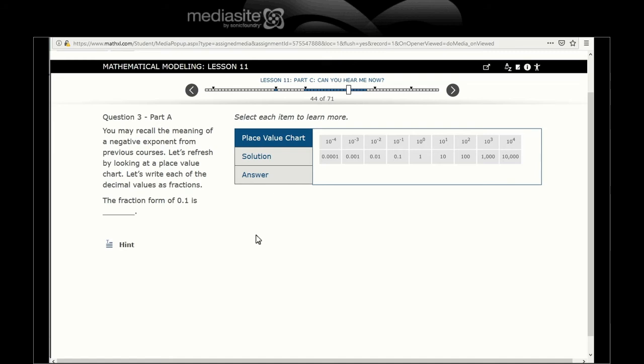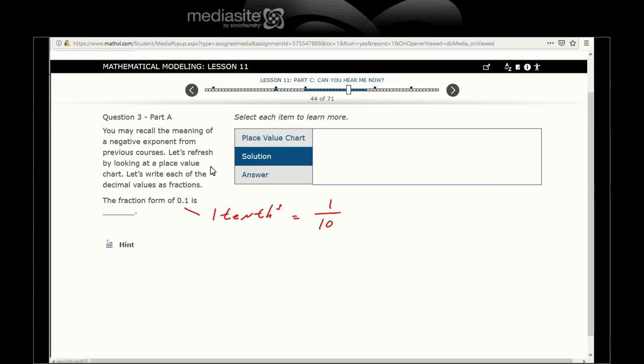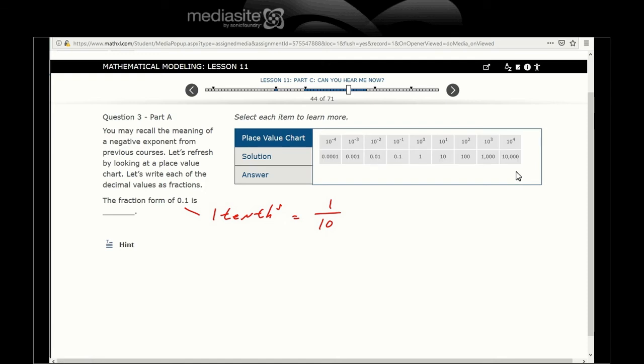You may recall the meaning of a negative exponent from previous courses. Let's refresh by looking at a place value chart. Let's write each of the decimal values as a fraction of 1/10. Okay, 1/10 basically tells me it's 1/10. In fact, all of these follow that pattern.